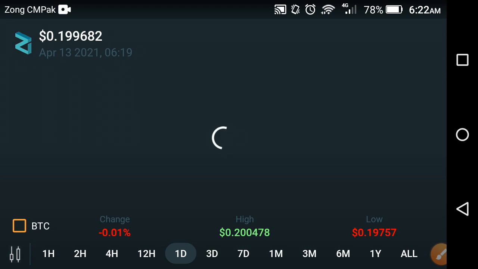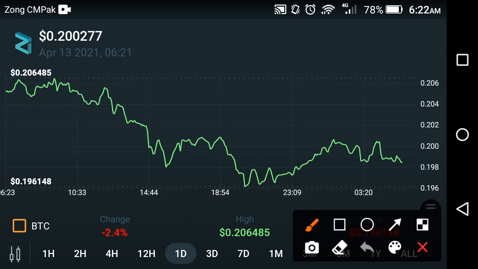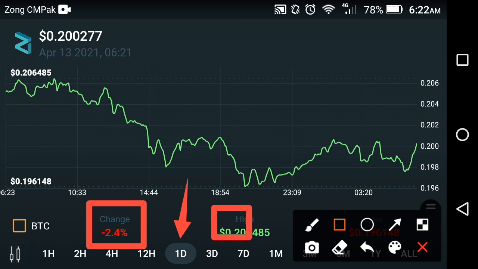So friends, as you can see now on the screen, that is the live price prediction of the Zilliqa coin for the last one day. If you look at the last one day price prediction, the price change is negative 2.4%, and the high price of the Zilliqa coin in the last one day is $0.206485.